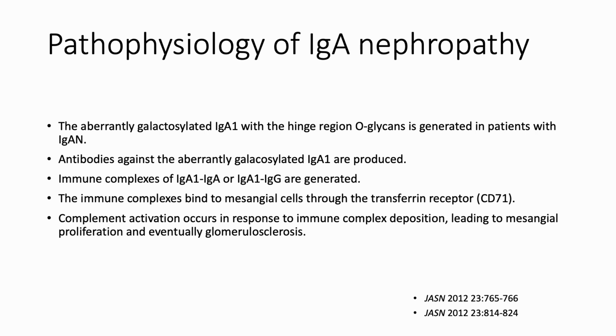But it starts with abnormal IgA1 molecules. The galactose on these molecules is abnormal. That generates antibodies. Antibodies plus the IgA, you have immune complexes. They're going to deposit in the mesangium of the glomeruli. This will elicit complement activation. This will lead to damage in the form of mesangial proliferation and eventually in some patients scarring.